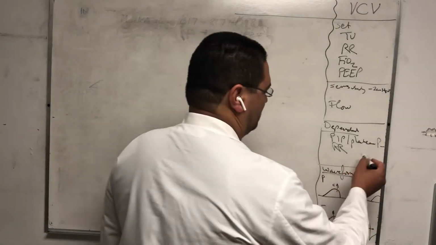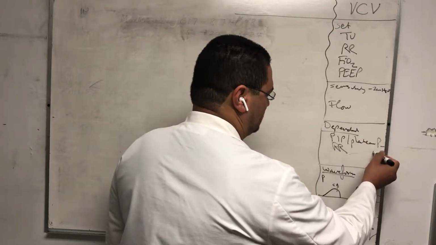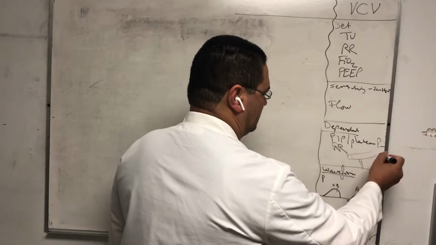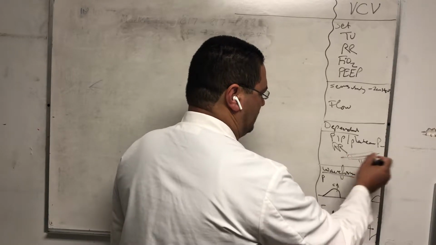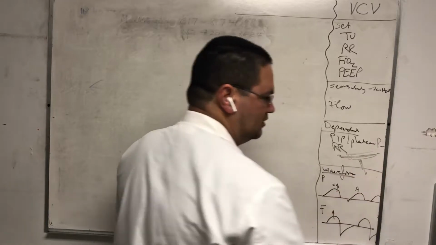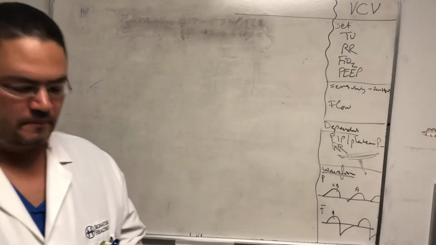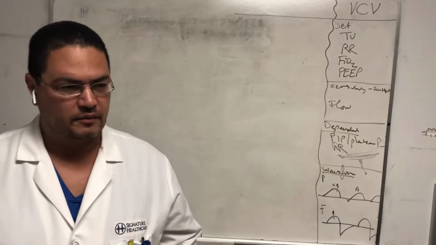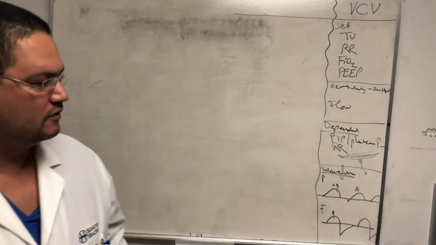The T-piece, if you remember from yesterday, is the corrugated tubing that goes from the wall, and then the endotracheal tube is here. So basically the oxygen just keeps flowing by like this, and the patient just sucks in air through the endotracheal tube. So basically you're taking the patient off the vent.